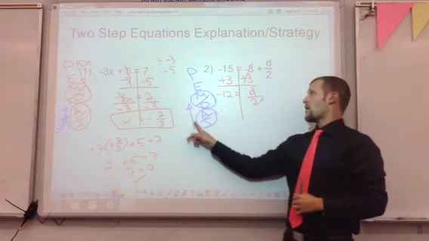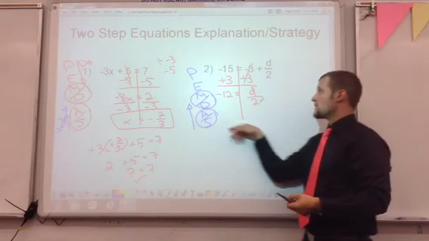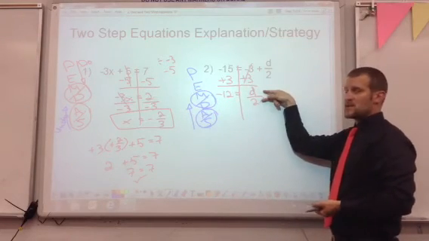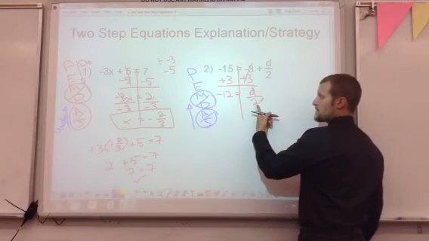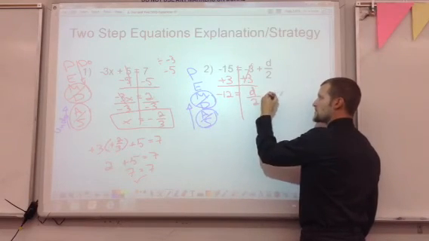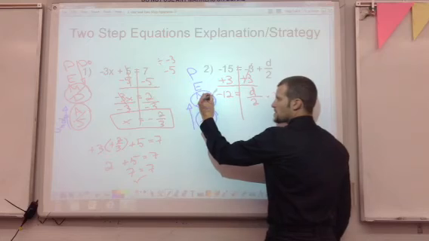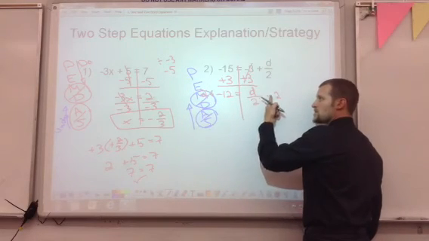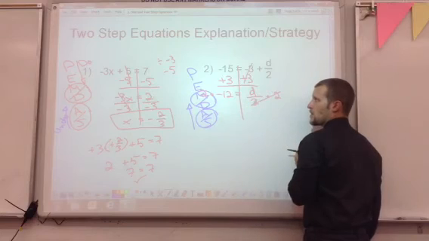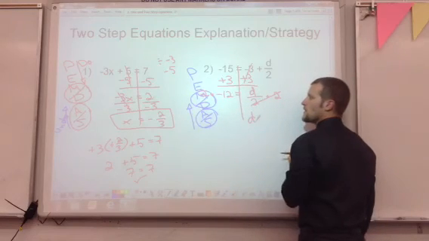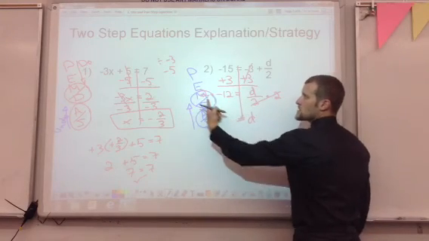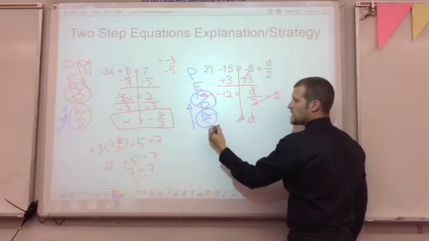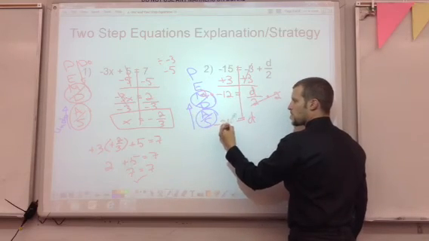I could keep following my way up PEMDAS, or I could realize the only thing left is that it's being divided by 2. The inverse of dividing by 2 is multiplying by 2. So I multiply by 2 on the other side. Divide by 2, multiply by 2, cancels, and they go away. D is all alone. 2 times negative 12 is negative 24.